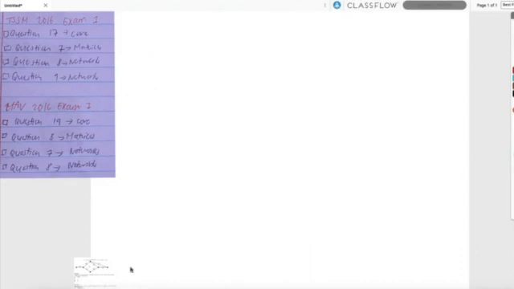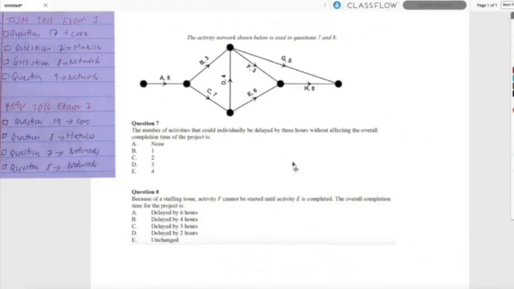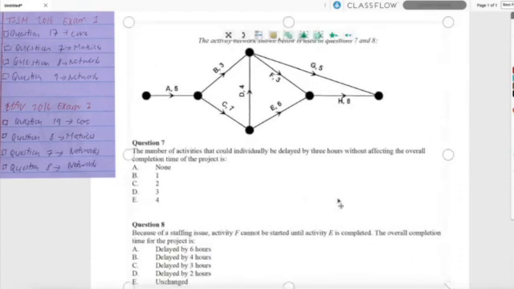Clear annotations. Last question from Mav, and it's a double whammy. Stop, pause, do it, try it, whatever. Activity network shown below, the number of activities that could individually be delayed by 3 hours without affecting the overall time. Okay, so we've got Slack. This is delaying activities without affecting project time. We're looking for things that have a 3 or more hour Slack time.